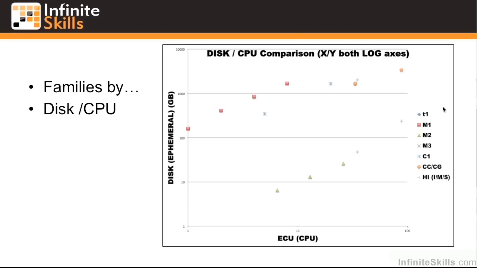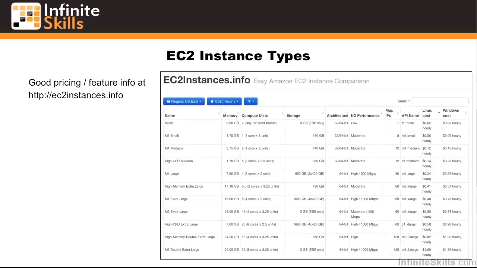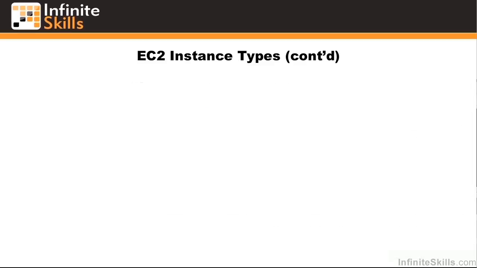And here you can see that we have disk on the vertical graph. Again, this is a log graph. And you can see that some of these machines come with very high amounts of disk. In this case, the CC or GCs come with much more disk than the T1s, which don't even appear on the graph because they don't have ephemeral disk. There's good feature info at ec2instances.info. Highly recommend you pull this up in your browser and take a look. This is not managed by Amazon, but it's the best resource out there, and they keep it pretty current.